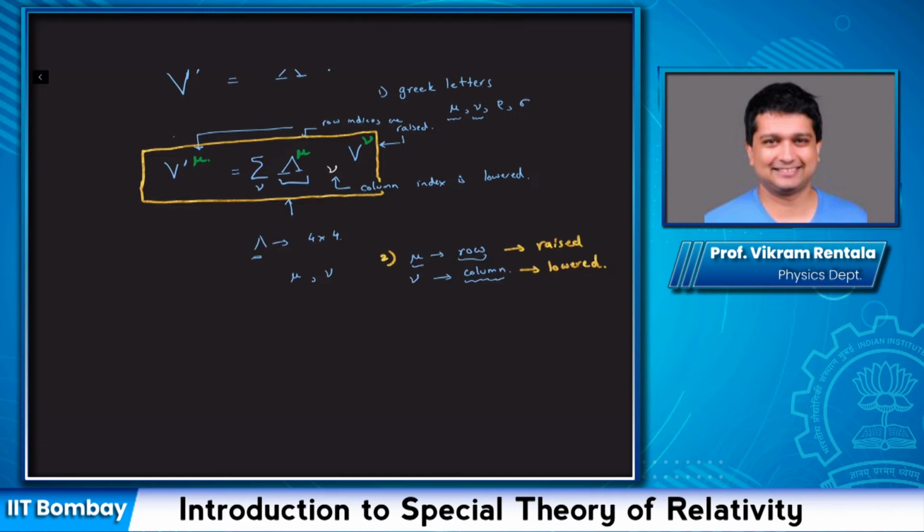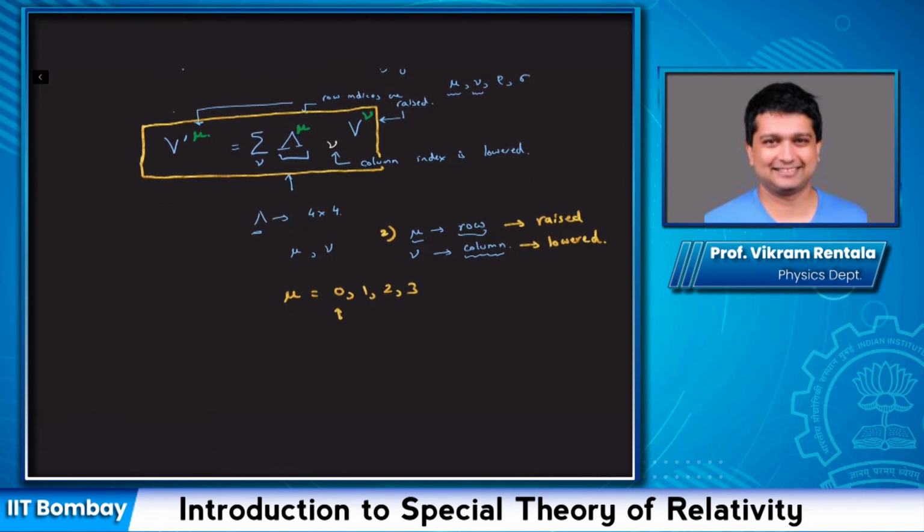And the value of mu, instead of saying it goes over 1, 2, 3, 4, we say it goes over 0, 1, 2, 3. So 0 being the time-like coordinate and 1, 2, 3 being the space-like coordinates. And similarly for nu as well. So for both mu and nu, rather than saying the values go over 1, 2, 3, 4, we say they go over 0, 1, 2, 3. So 0 is our time-like coordinate. This is our x-like coordinate, this is our y-like coordinate, and this is our z-like coordinate.